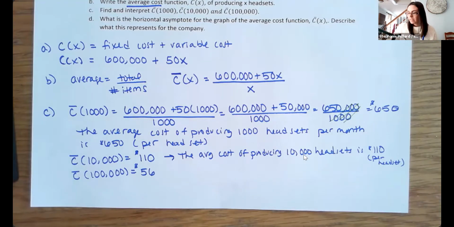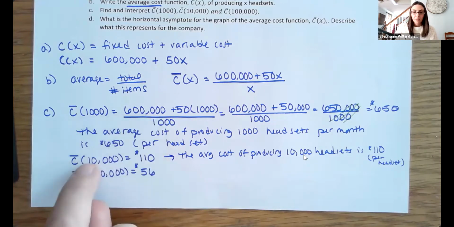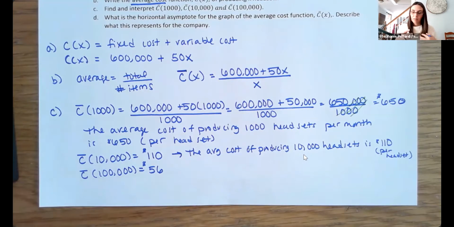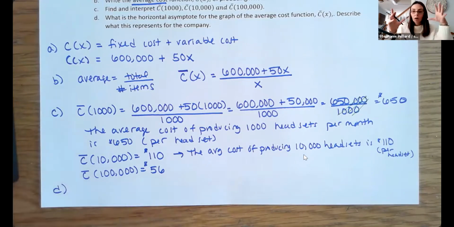It's still the same fixed cost of 600,000, but now you're breaking that into 10,000 units or 100,000 units. So again, we're looking at putting that whole cost together. What we're noticing is as we produce more and more headsets, the cost is going down, right? I should say not the overall cost. Your overall cost is still the same, but the cost per headset is decreasing.